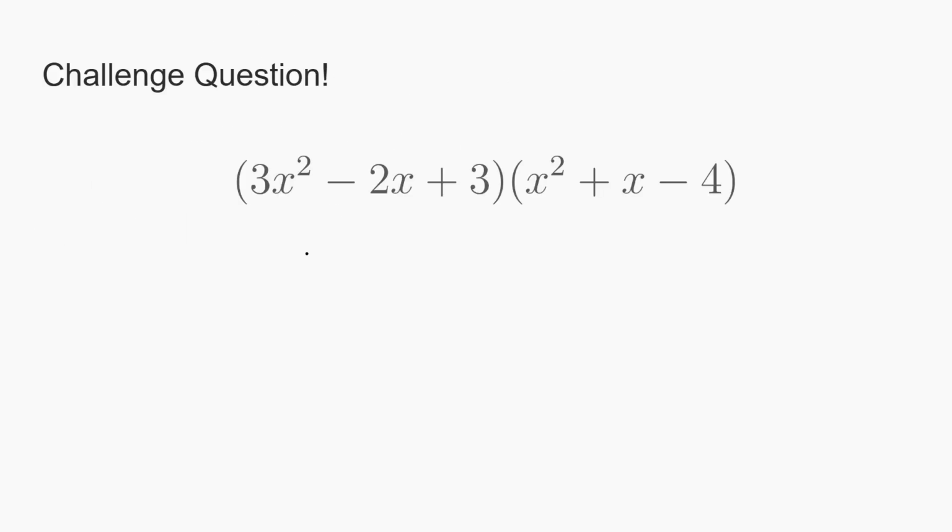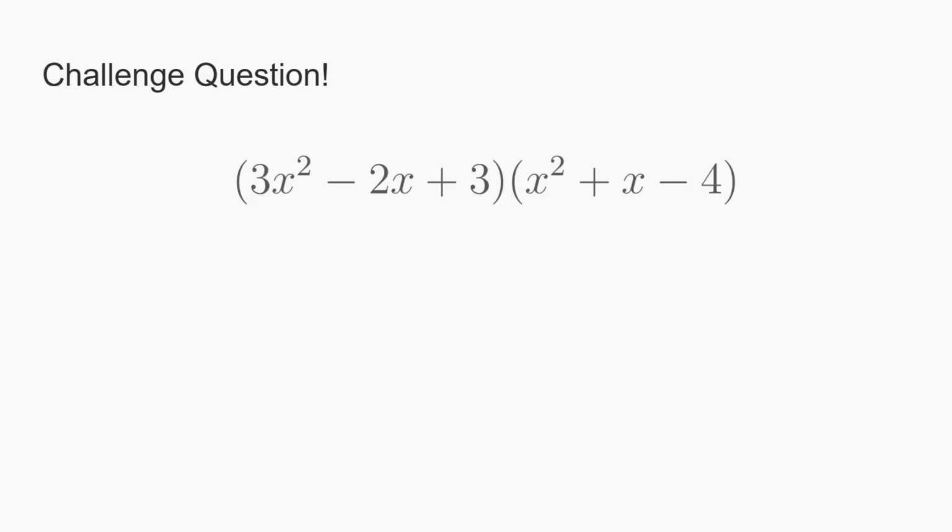We've reached our final challenge question. Pause and see if you can get the answer before I solve it. Now, let's get started. We're looking to multiply these 2 polynomials. Both of them have 3 terms, which means before we simplify, we should have 9 terms.